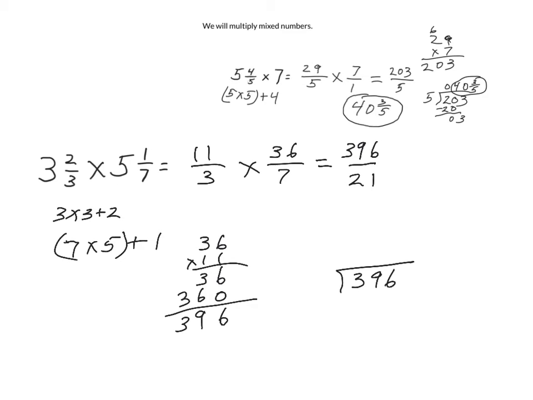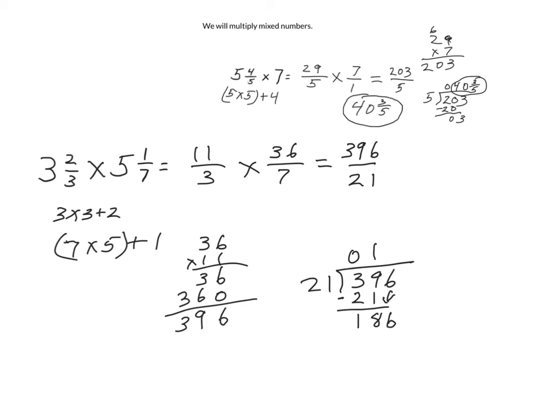396 divided by 21. 21 goes into 3 0 times. 21 goes into 39 once. 1 times 21 is 21. Then we subtract. 9 minus 1 is 8. 3 minus 2 is 1. That's 18. We check it. 18 is less than 21. Then we bring down the 6 and we'll repeat.